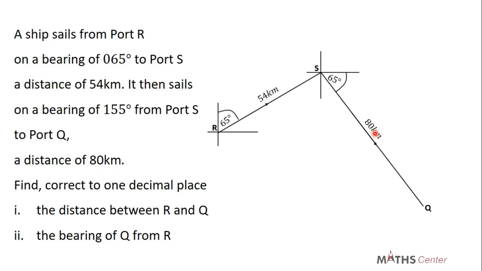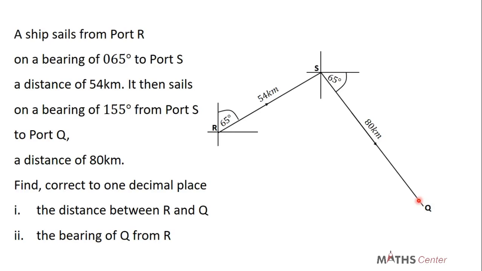So make sure that the 80 kilometers is longer than the 54 kilometers, because 80 kilometers is longer than 54 kilometers. So don't draw them as the same length, or don't make the 54 kilometers longer than 80 kilometers. When you do that, your diagram will be inappropriate and it's going to affect the answer that you are going to get.